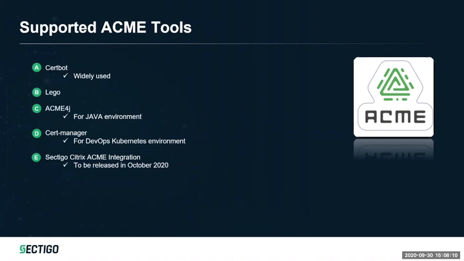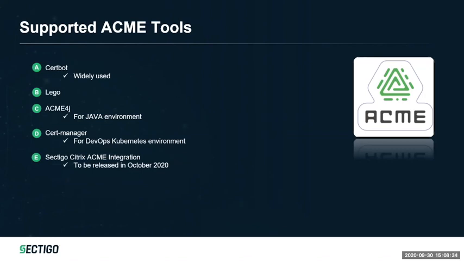I know that ACME is a standards-based protocol, and people have written tons of client-side tools. In my last count, there were about 150 or so, a very large number, but we wanted to make sure that a handful of them are vetted or tested by us before we claim official support. That's the list in this chart.